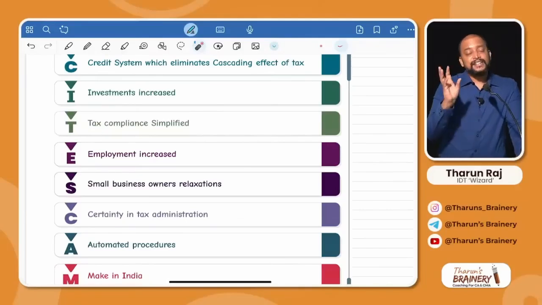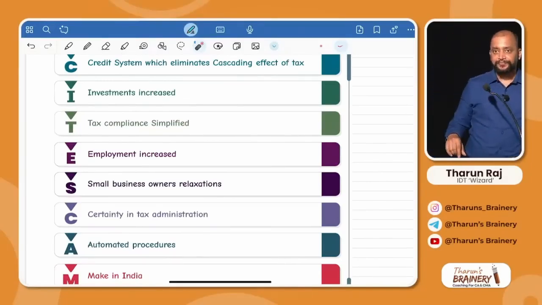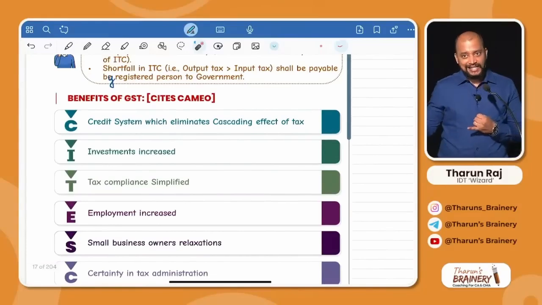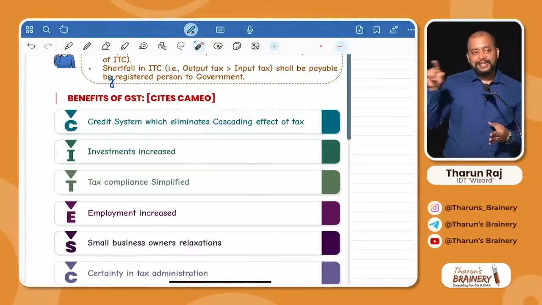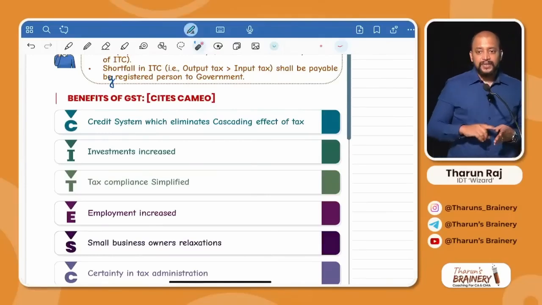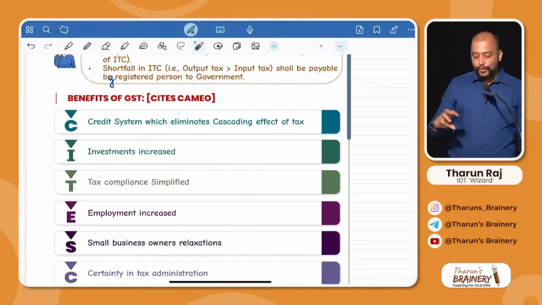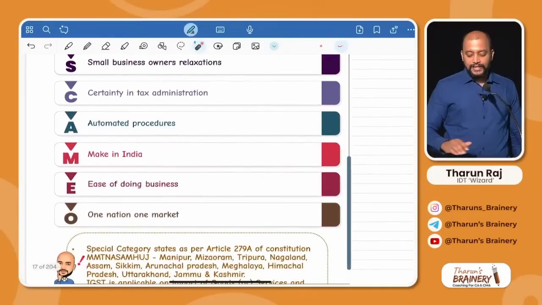These are called small traders exemption or small business owners relaxations. So what is it you need to remember? CITIES. C for credit system which eliminates cascading effect. I, investments increased. Then T, tax compliance reduced. E, employment increased. Then S, small business owners relaxations. Okay, CITIES. Then CAMEO, C for certainty in tax administration.